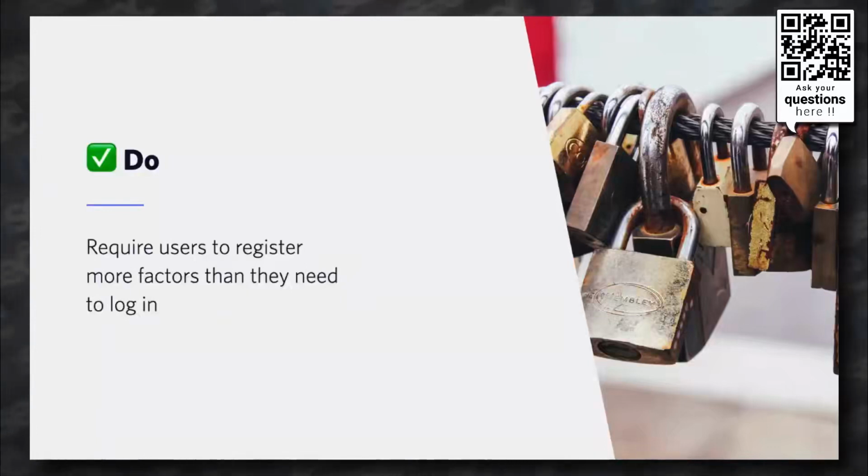And so the more factors that you have access to and the more factors that the user has previously registered, the more confident that you can be the right person is trying to gain access to their account, and the higher chance that the user will still have access to at least 2 of their factors.